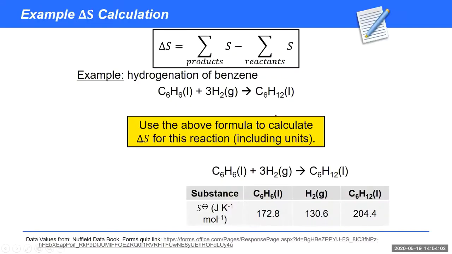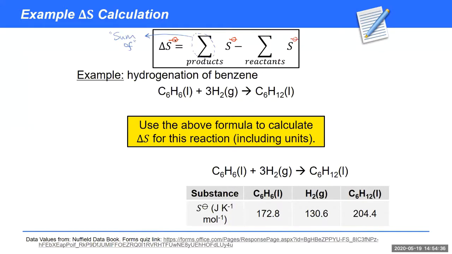Right, let's move on to a concrete example as we come to a finish. So this is how you're going to calculate the entropy change in a given situation. It's very straightforward. The standard entropy change is the sum. That's what this funny symbol here means if you're not used to that symbol. It just means the sum of. So the sum of entropies of the products minus the sum of the entropies of the reactants.